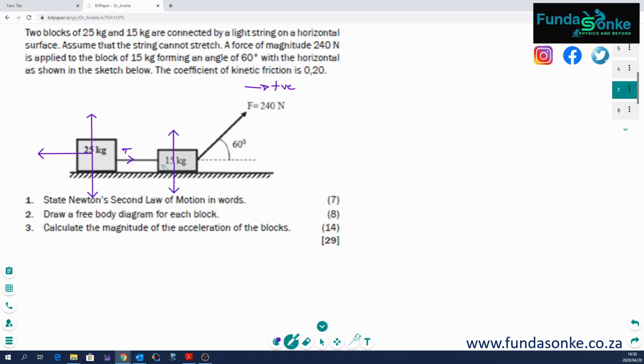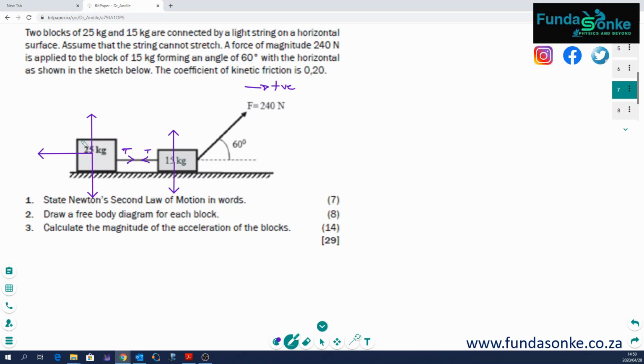Now, in terms of tension, since this block is being pulled by the horizontal component of this force in this direction, this string is attached to another mass, 25 kgs. It means the tension in this string, with respect to the 15 kg mass, will be acting in the opposite direction, like that, because this mass of 15 kgs is being dragged by this 25 kg mass. So the tension will act in the opposite direction if we are considering the 15 kg mass.